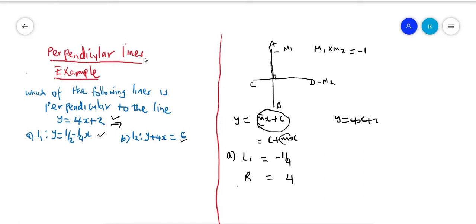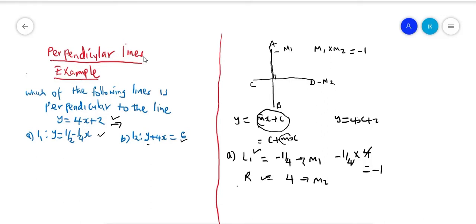So we will multiply. Let us designate this one M1 and this one M2. If we multiply -1/4 times 4, we will get -1. So clearly, line L1 and the reference line y equals 4x plus 2 are actually perpendicular.